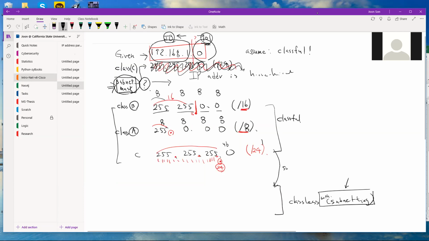what if the subnet mask does not end on a natural octet boundary? For example, if I give you the IP address 192.168.3.0, we know that this is class C, right? But if I give you the subnet mask as, let's say, 255.255.255.240, right?